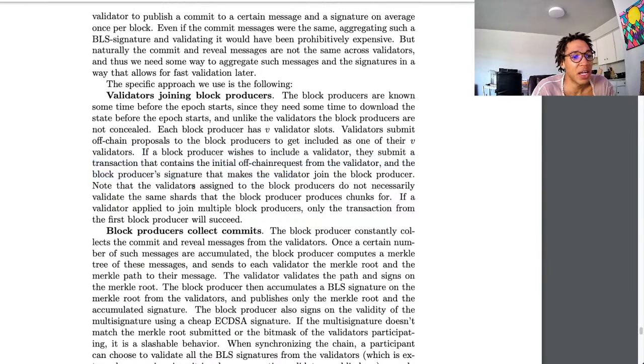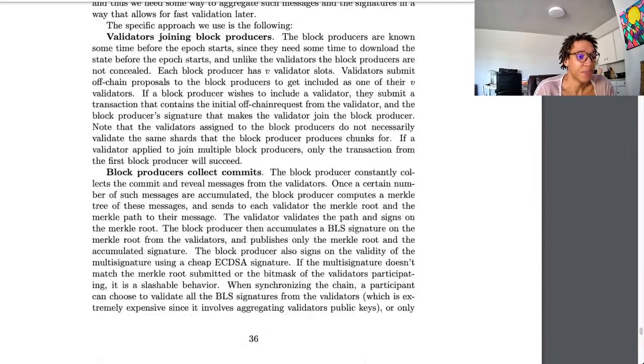If a validator applied to join multiple block producers, only the transaction from the first block producer will succeed. Okay, so if you have a validator, you can only join one block producer, but you will not necessarily validate the blocks a block producer produces. You'll validate random blocks. So that block producer is more like taking responsibility for you as a validator.